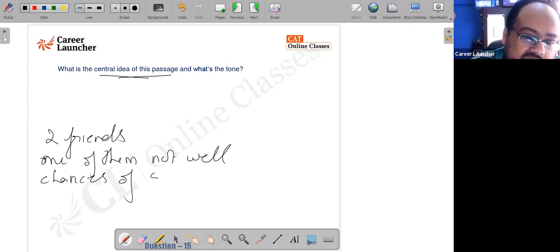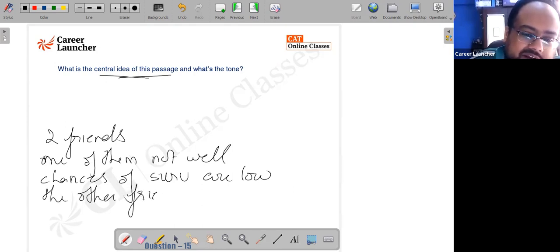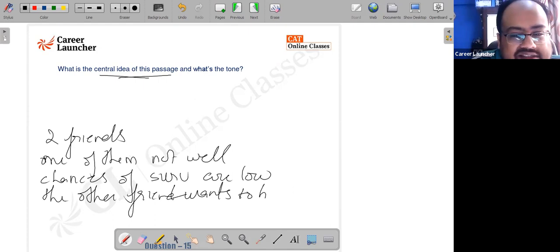Chances of survival are low, and the other friend wants to help. This is the central idea, right? This is the central idea.